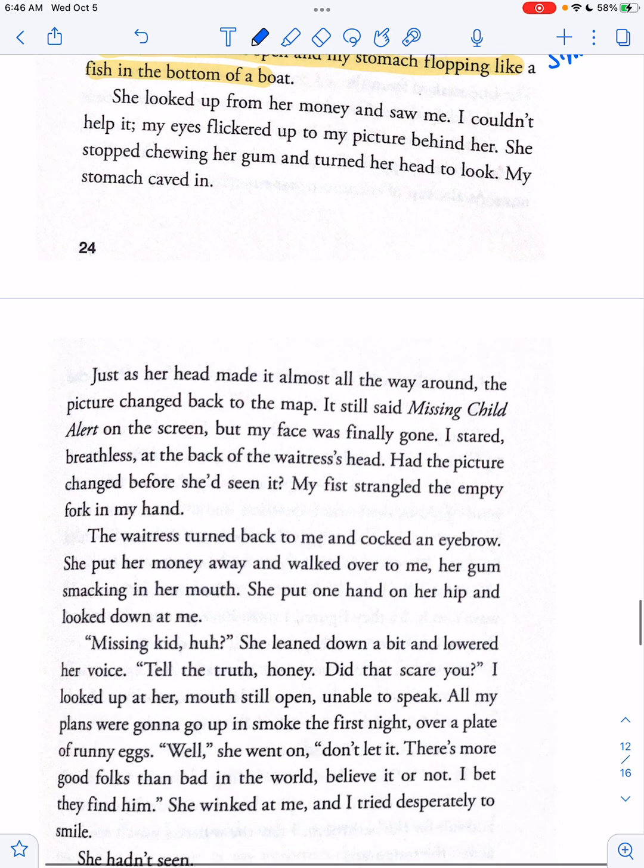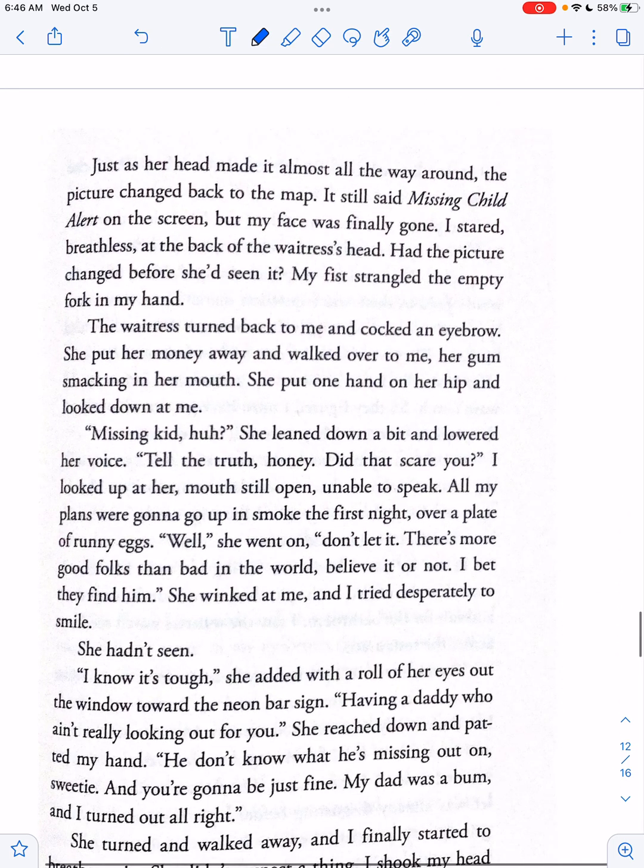Just as her head made it all the way around, the picture changed back to the map. It still said "Missing Child Alert" on the screen, but my face was finally gone. I stared breathless at the back of the waitress's head. Had the picture changed before she'd seen it? My fist strangled the empty fork in my hand. The waitress turned back to me and cocked an eyebrow.